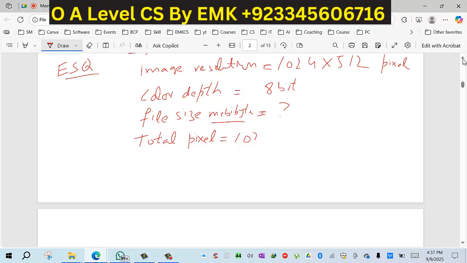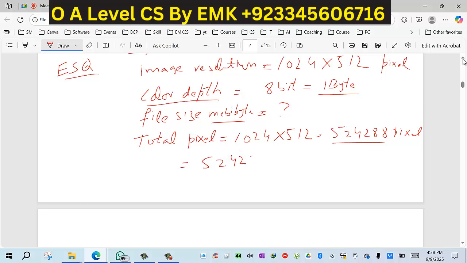जब 1024 into 512 करूँगा, I will get a value. वो वैल्यू होगी 524288 पिक्सल्स. तो टोटल पिक्सल आपको स्क्रीन के ऊपर नज़र आ रहे होंगे 524288. ओके. सो अगर एक पिक्सल, because we are talking about 8 bit depth, तो 8 बिट का मतलब हमारे पास 1 बाइट. तो मैं टोटल पिक्सल को 1 बाइट से मल्टीप्लाई करूंगा. I got 524288 बाइट.